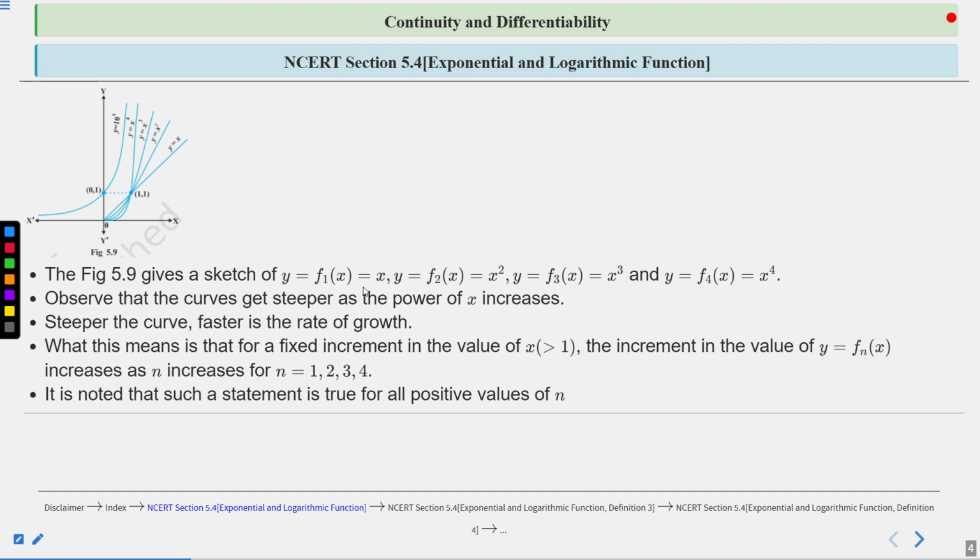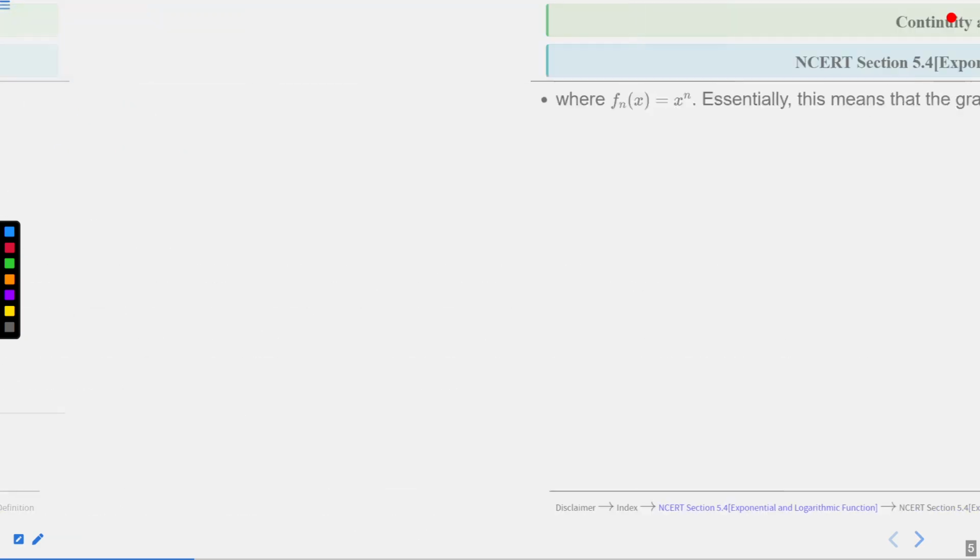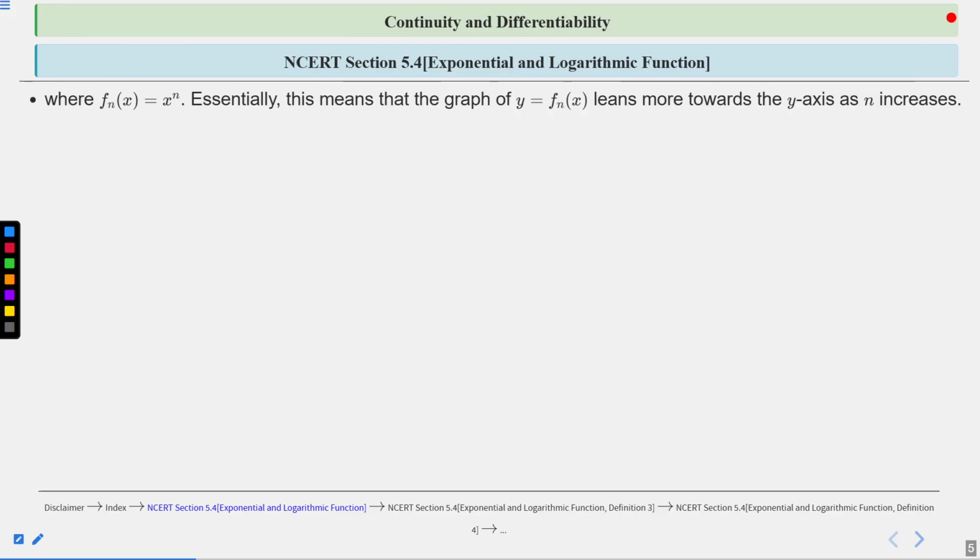Note that such a statement is true for all positive values of n, you have to keep this in mind, where fn(x) is basically x to the power n. Essentially, this means that the graph of y equal to fn(x) leans more towards the y axis as n increases.